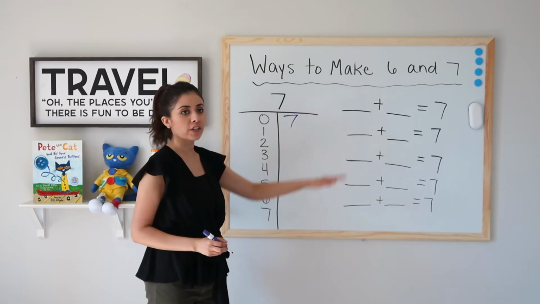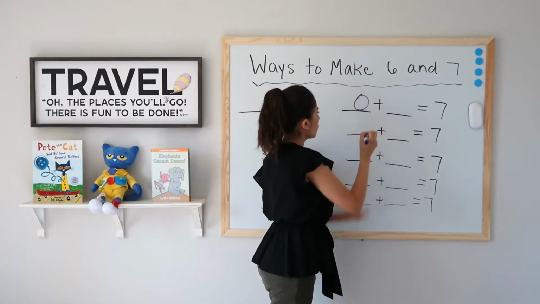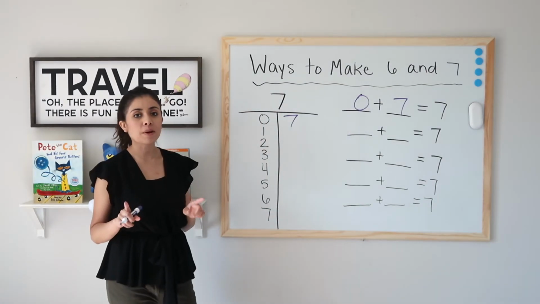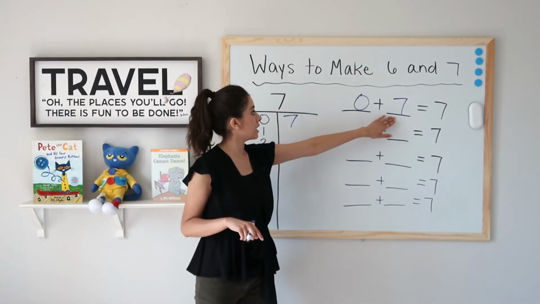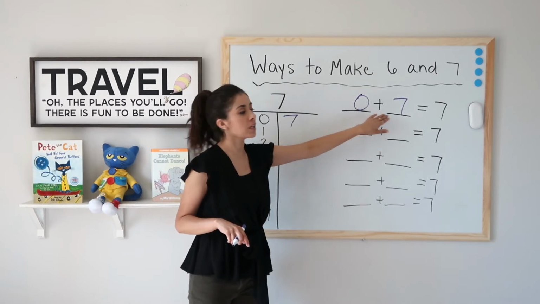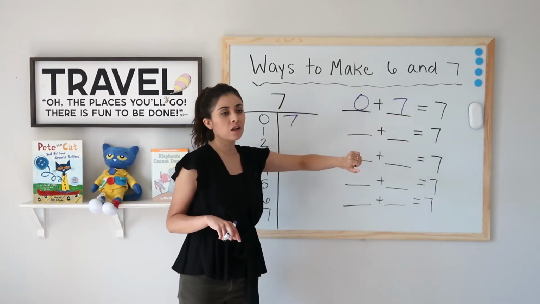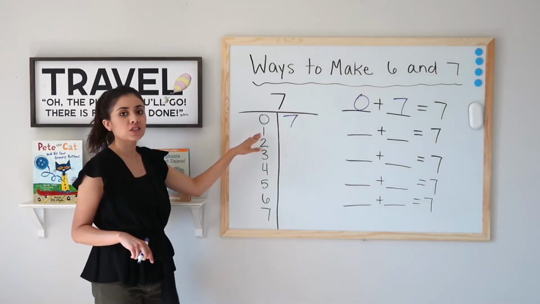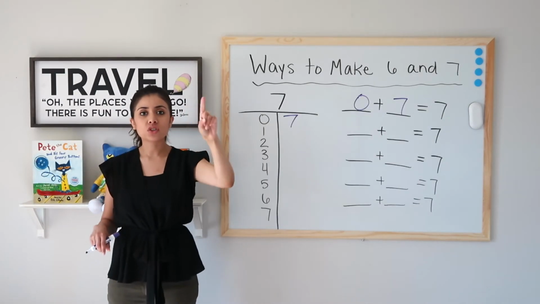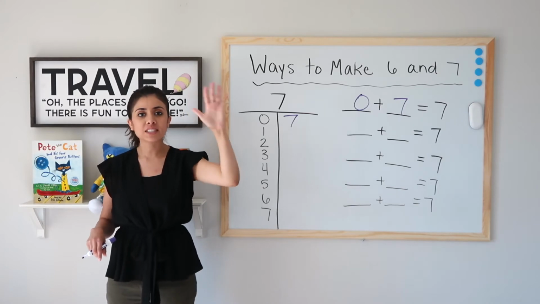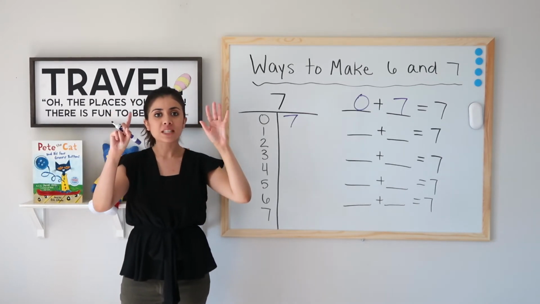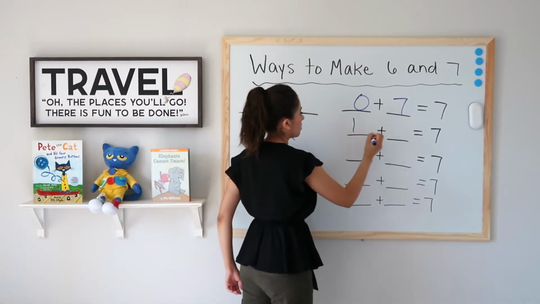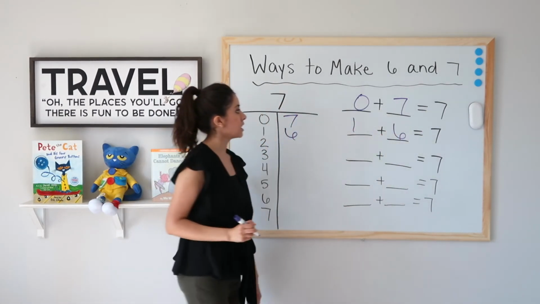So I will write it over here. 0 plus 7 equals 7. And always remember that a number plus 0 equals that number, okay? Or 0 plus a number equals that number. Let's try 1. 1, 2, 3, 4, 5, 6, 7. 1 plus 6 is 7.